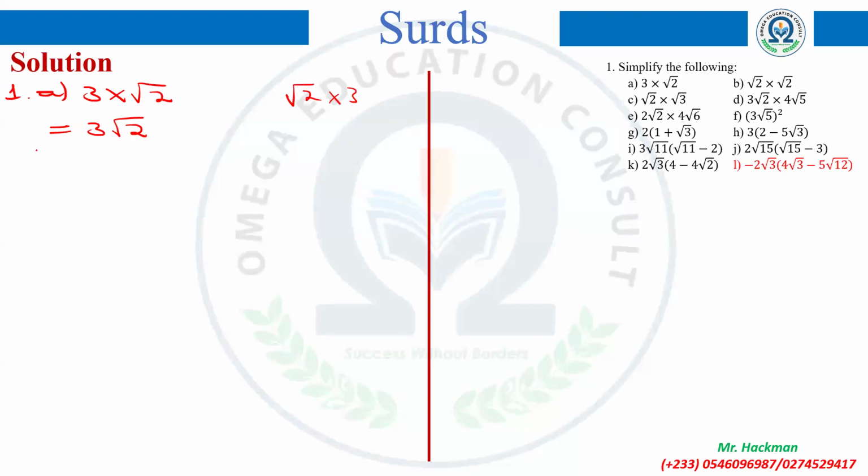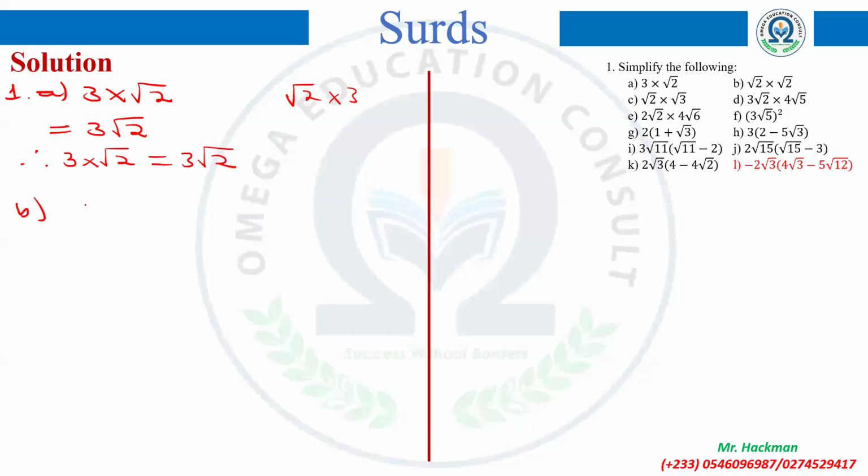So at this point, we could have drawn our conclusion. Therefore, 3 times root of 2 will be equal to 3 root of 2. This is just something that we know, so I haven't said anything special. Now let's go to the next one.